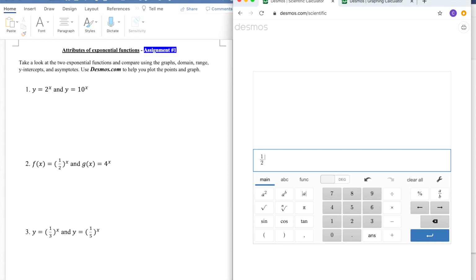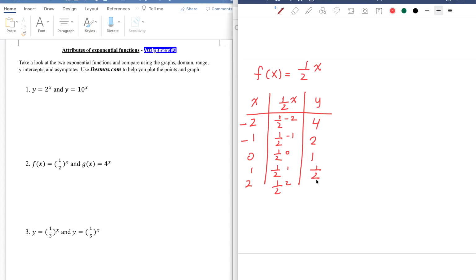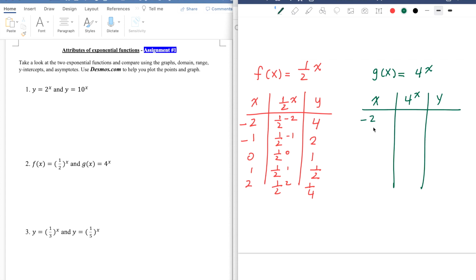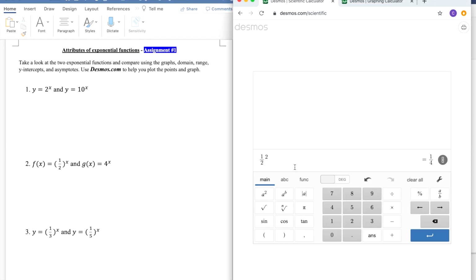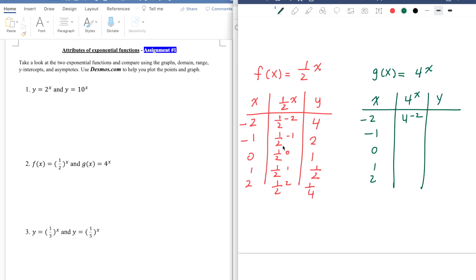2 is 0.25. I'm actually going to keep it as a fraction, so 1/4. And I'm going to do the same thing to our g of x, and use the same x values. Four to the power of -2. And I'm going to keep it as a decimal this time. 0.0625.